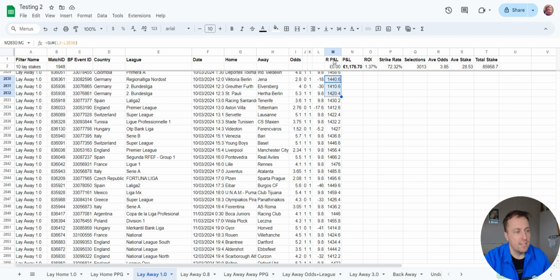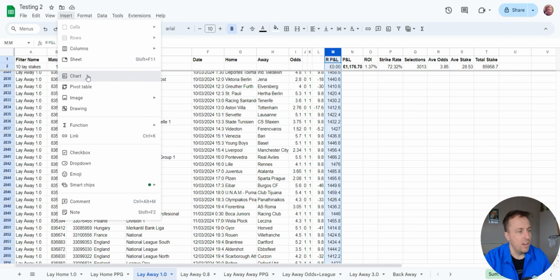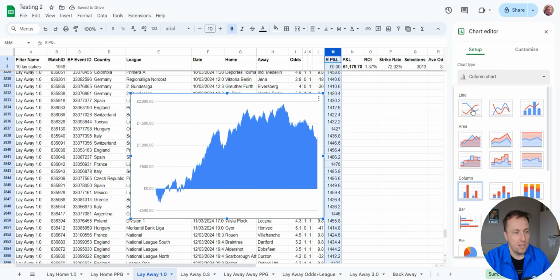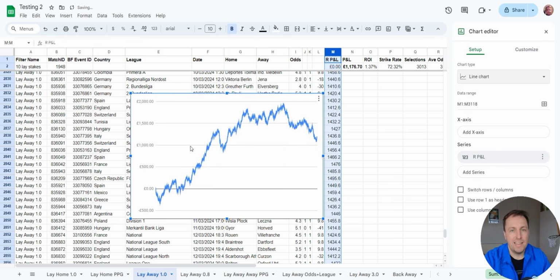The reason you do this is that if you click the column, you can then insert a chart. And I really want you to see this chart. So that's the column chart. Let's go to the line chart, a bit easier to see. You can see here how it's performed.